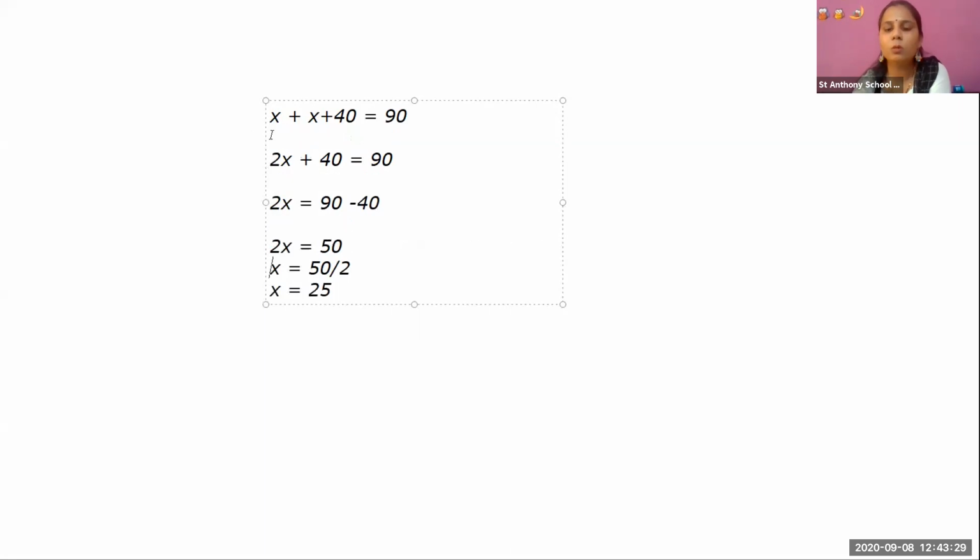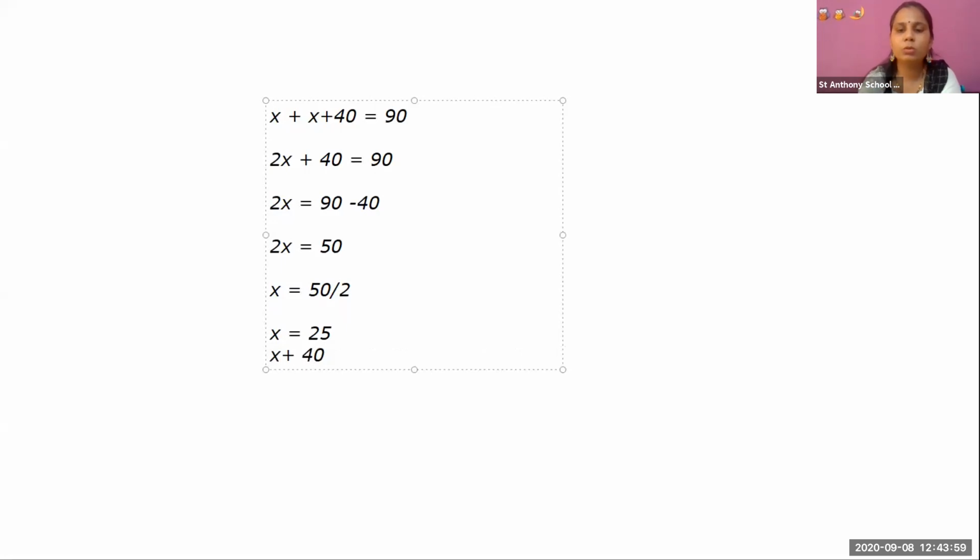Now we don't want this 2 with X, so it will be shifted to the right hand side. When the multiplying 2 is shifted to the right hand side, it becomes divide. So X is equal to 50 by 2, which means 25. So we got one of the angles, that is 25, right? The other angle is X plus 40.